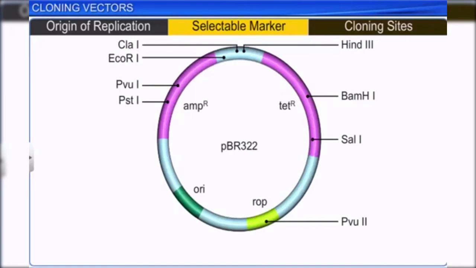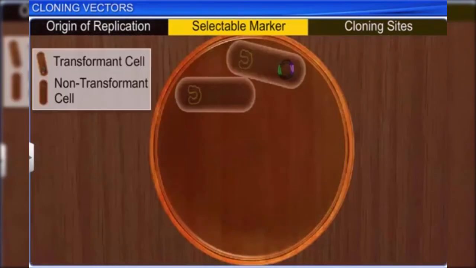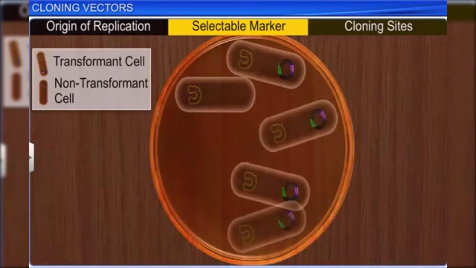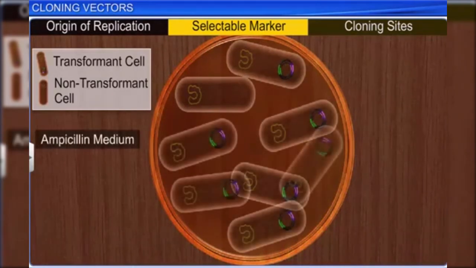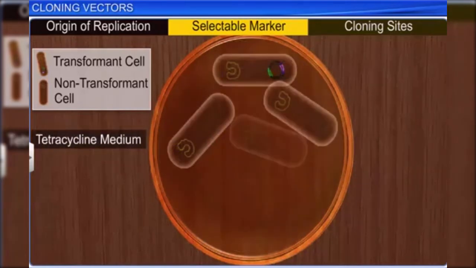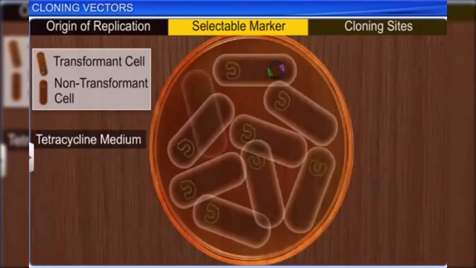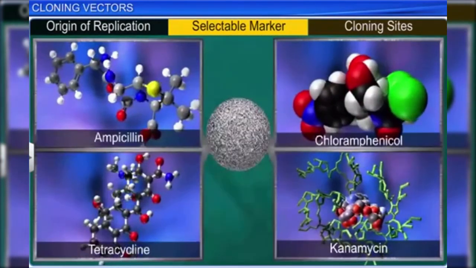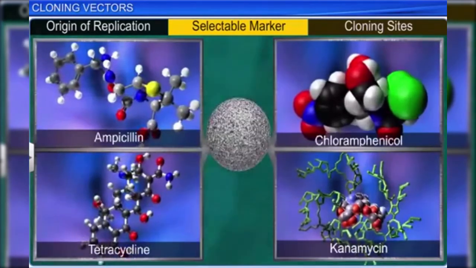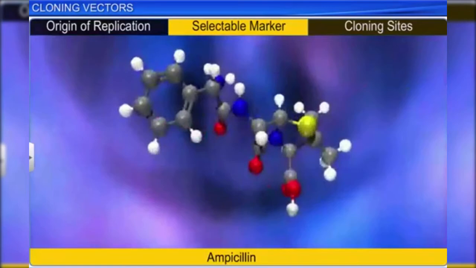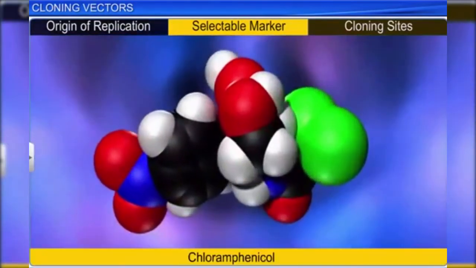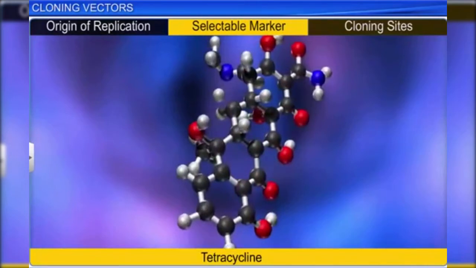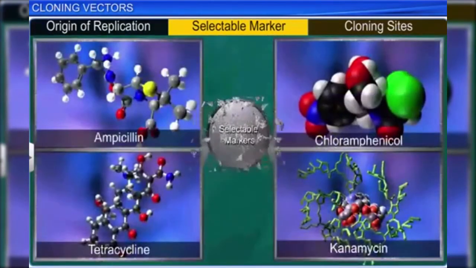The vector also requires a selectable marker, due to which a plasmid is more useful for the cell. Selectable markers help identify and eliminate non-transformants and exclusively permit the growth of transformants. For example, in E. coli, the genes encoding resistance to various antibiotics such as ampicillin, chloramphenicol, tetracycline, or kanamycin are used as selectable markers.